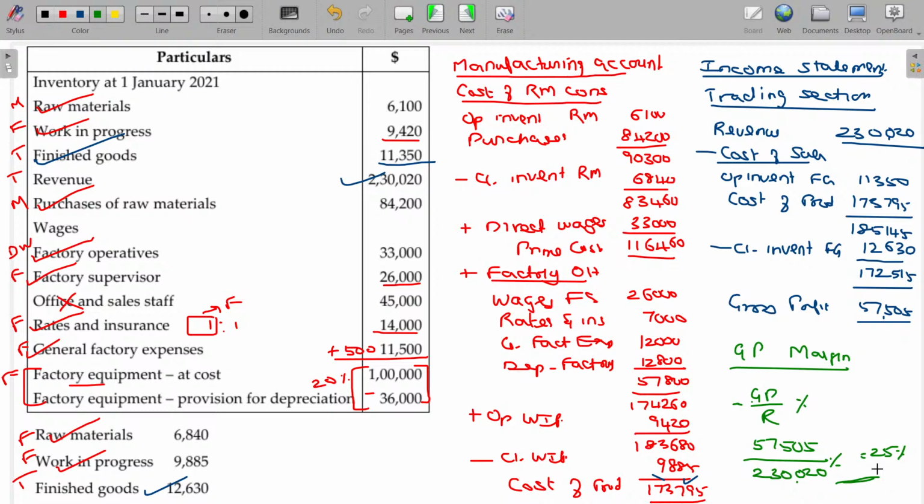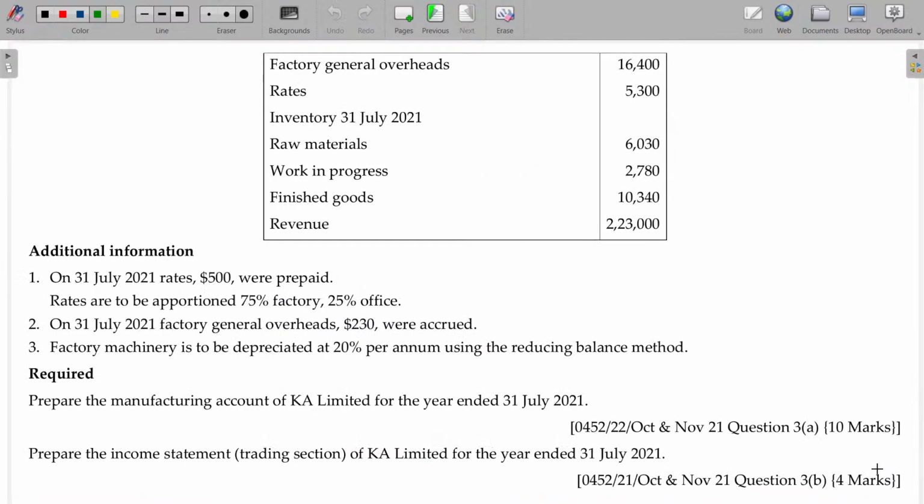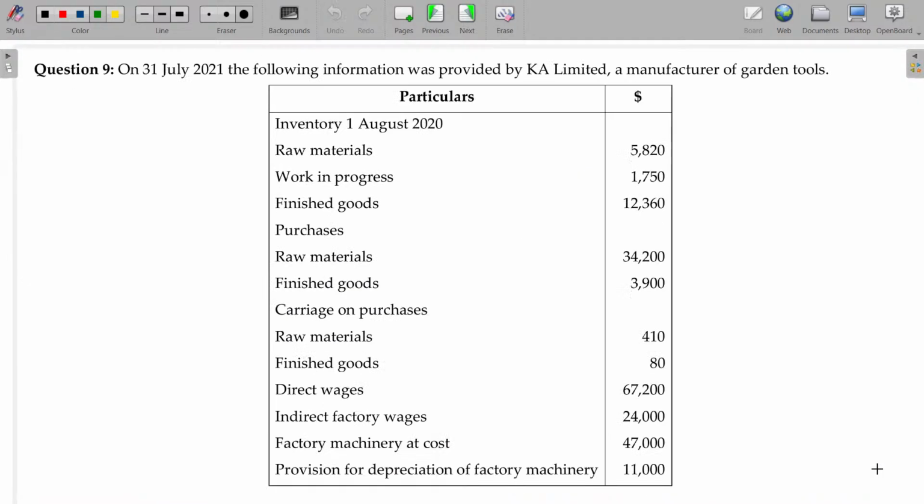Now we'll move on to the next one. Ninth question. One of the comprehensive illustrations. Let's start.